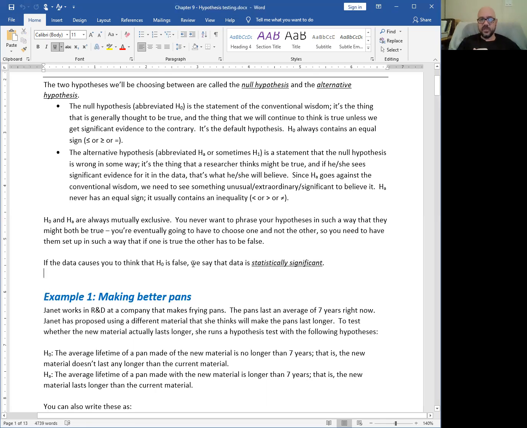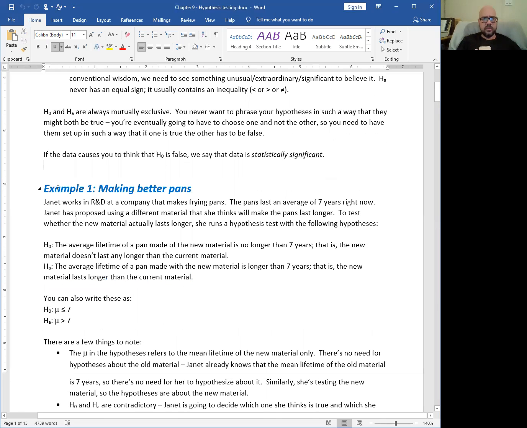Okay, so here's my first example. We're gonna write some hypotheses. They're pretty straightforward here. So we got Janet. She works in R&D, and she's at a company that makes frying pans.